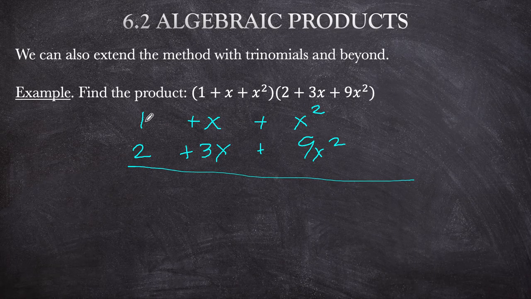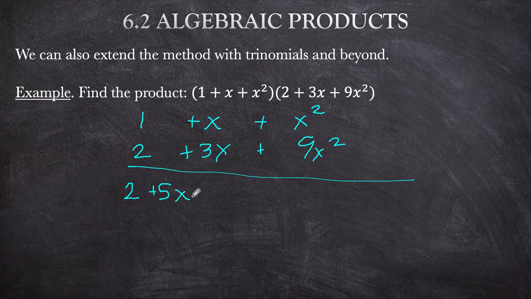Let's apply it. Step 1 is 1 times 2. That's going to give us 2. Step 2 is the first crosswise: 1 times 3x plus x times 2. 2 times x is 2x. 3x times 1 is 3x. So 3x plus 2x is going to give us plus 5x.